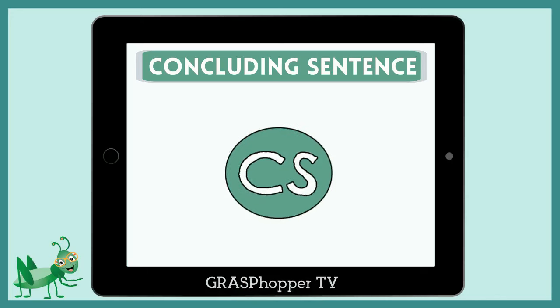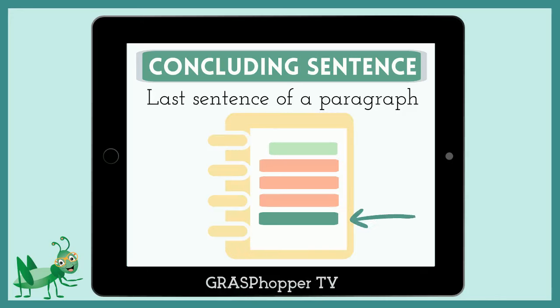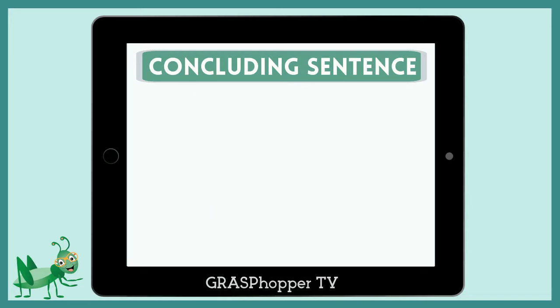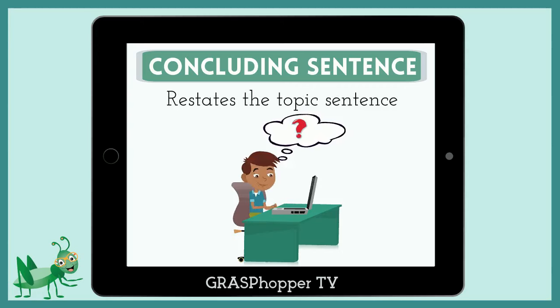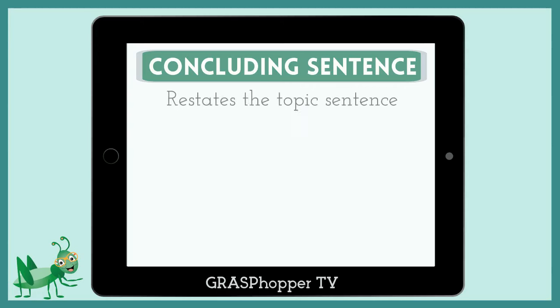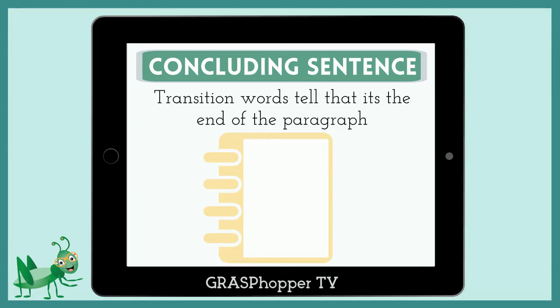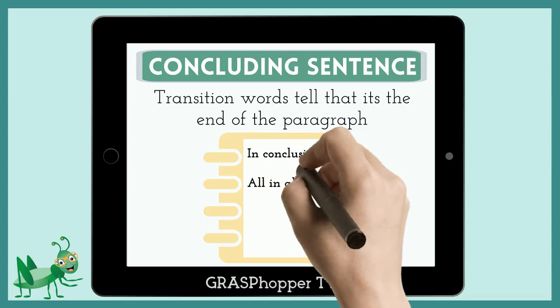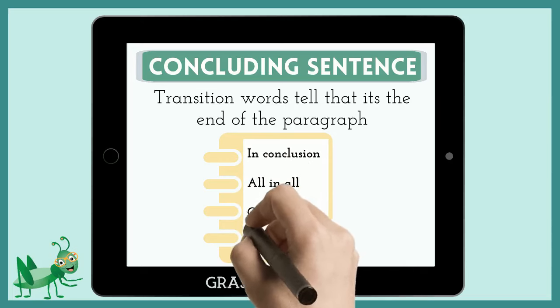The concluding sentence is the last sentence of a paragraph. Its job is to summarize the main idea of the paragraph. It ties up the paragraph by restating the topic sentence. Sometimes you will see transition words or phrases that let you know it's the end of the paragraph. Some transition words you might see are in conclusion, all in all, overall, and in the end.